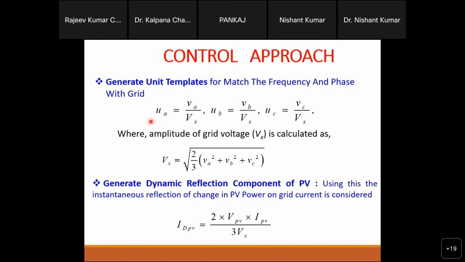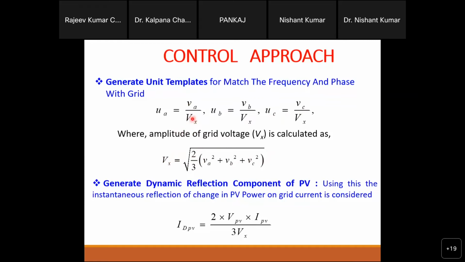So what the trick is: we take all those grid voltages, phase A, phase B and phase C, and divide them by the voltage magnitude. We calculate the peak magnitude of this voltage as the square root of 2/3 times (VA square plus VB square plus VC square). In this way, you can calculate the peak amplitude of the grid voltage, and then you divide all those signals by this magnitude.